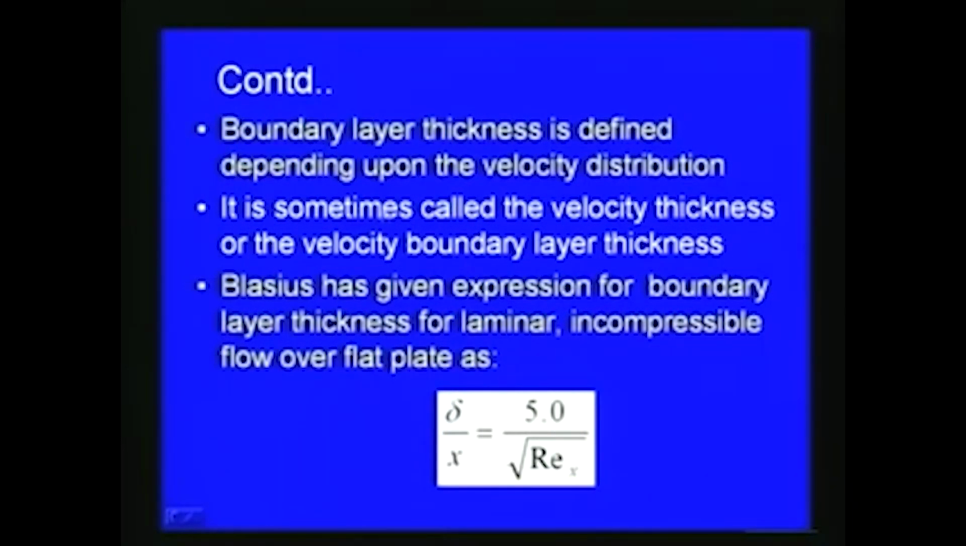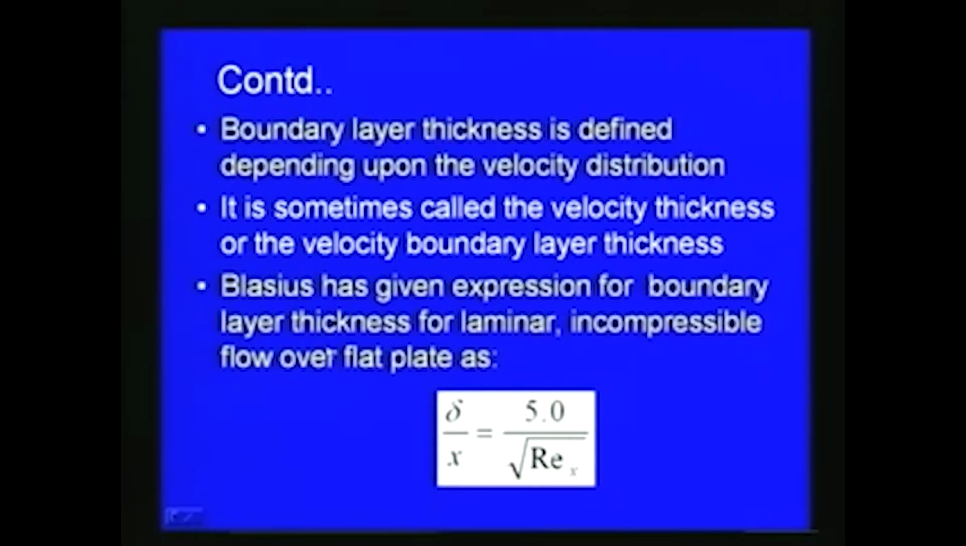So this is the definition of the boundary layer thickness. As I mentioned, it is defined depending upon the velocity distribution, so it is sometimes called the velocity thickness or the velocity boundary layer thickness. We have already seen that we defined the boundary layer thickness with respect to the velocity only, so due to this fact it is sometimes called the velocity boundary layer thickness.